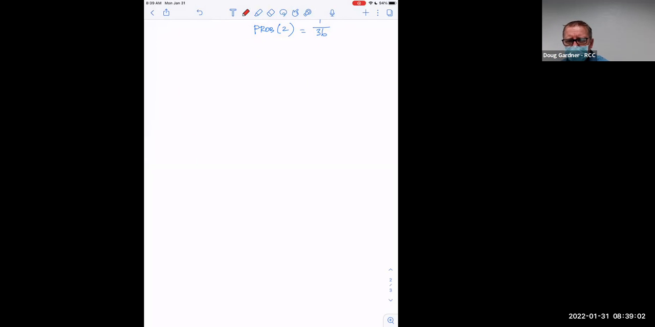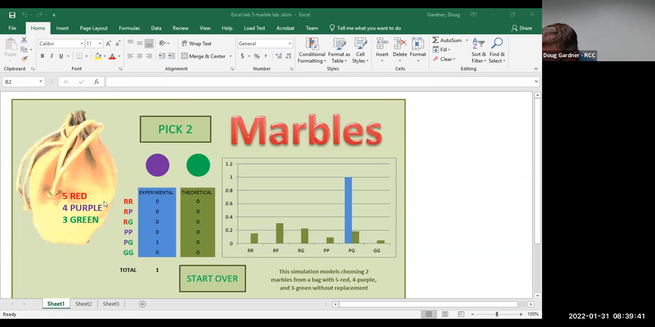What did we say there was? 5, can't see it now. Can't look at both screens at the same time. Was it 5 red? I think it was 5 red. Oh, we're going to look at this. I guess I don't have a choice. I'm going to have to go find it. Five red, 4 purple, 3 green.